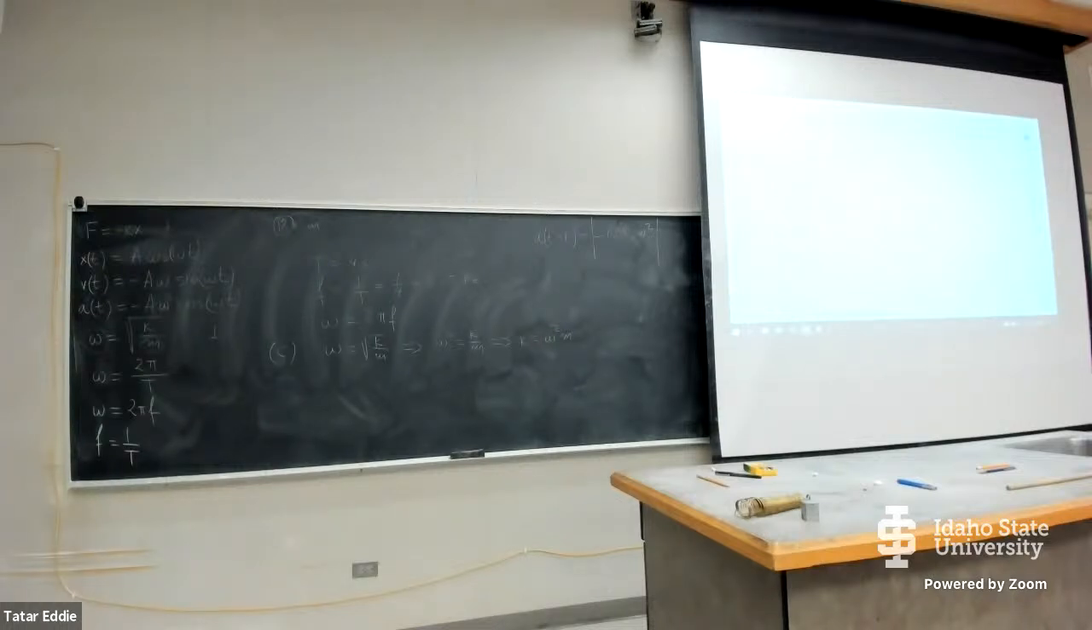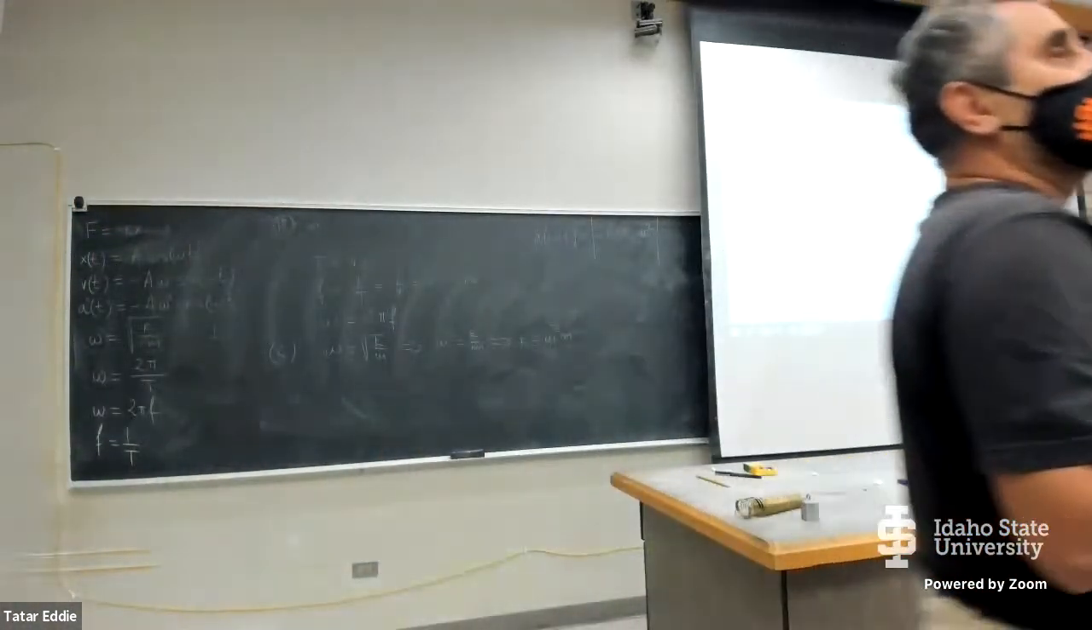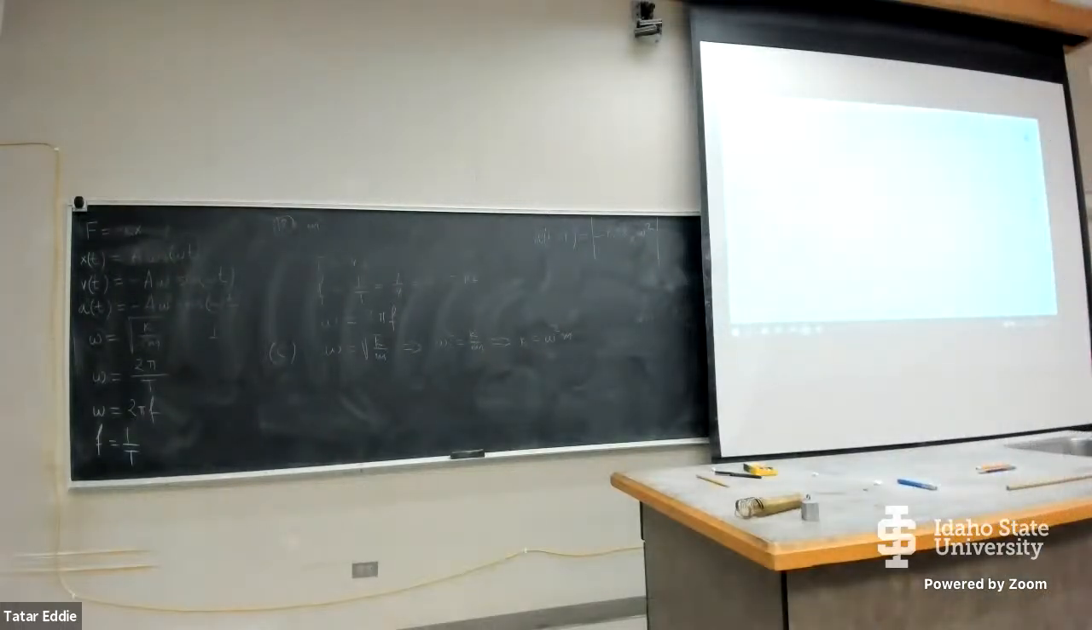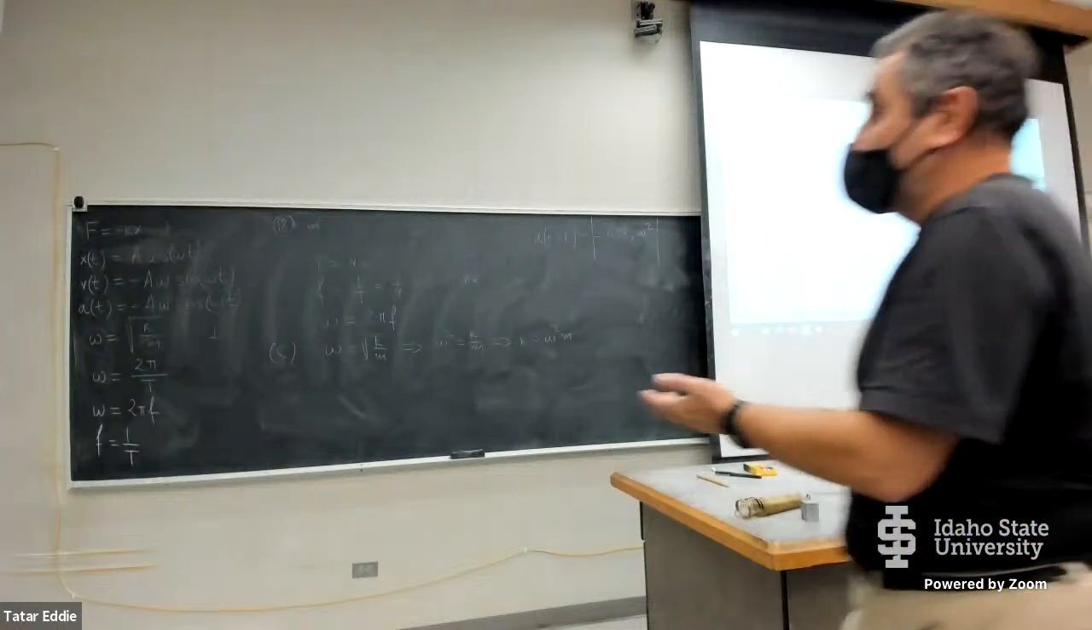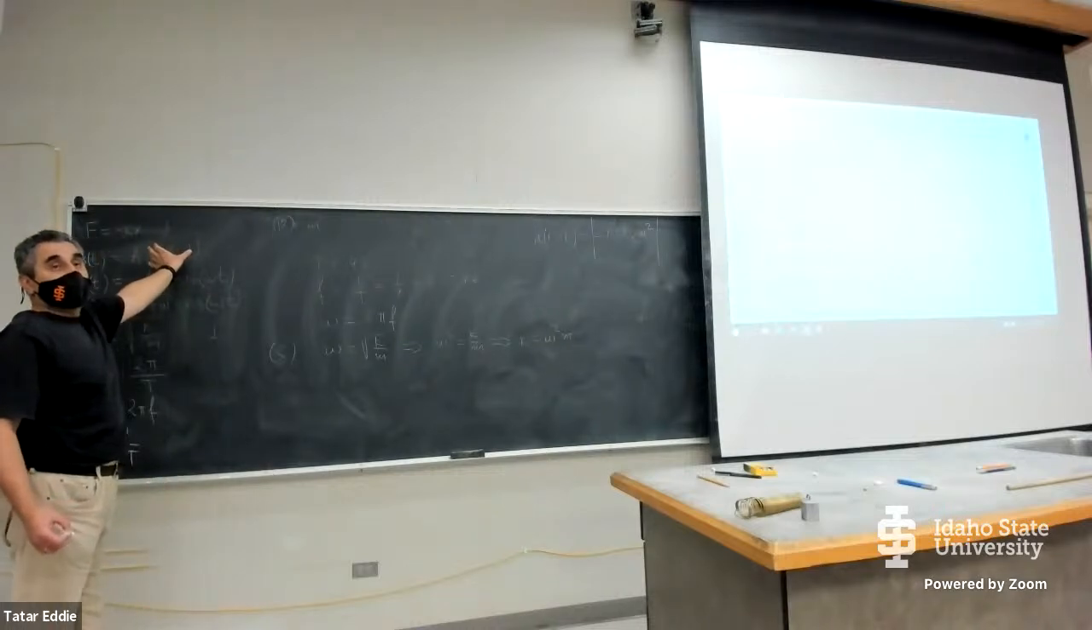Could you explain why cosine omega t is 1 again? I kind of missed that. So the cosine and sine functions have a maximum value of 1. And here you see that the displacement has its maximum value. So the maximum value occurs when the cosine is 1. Okay.